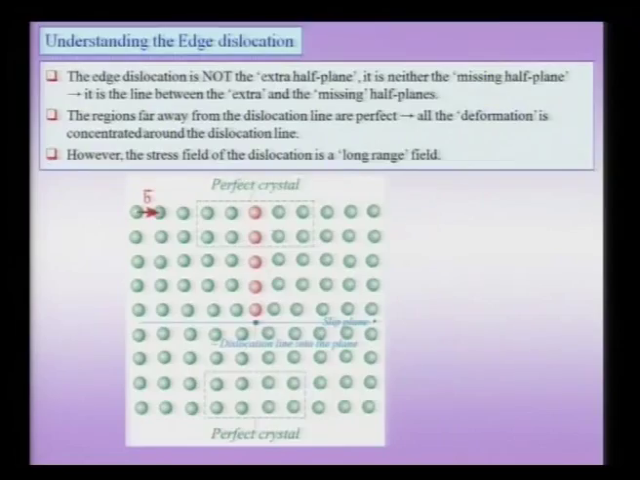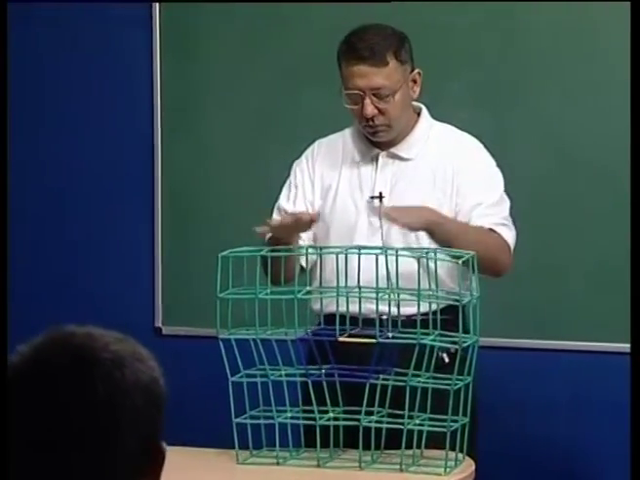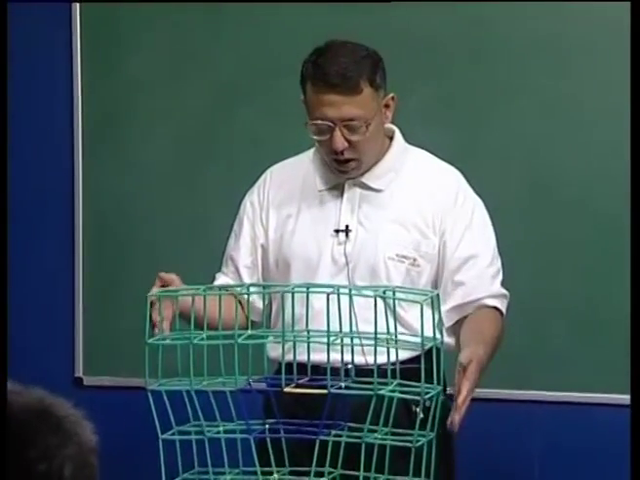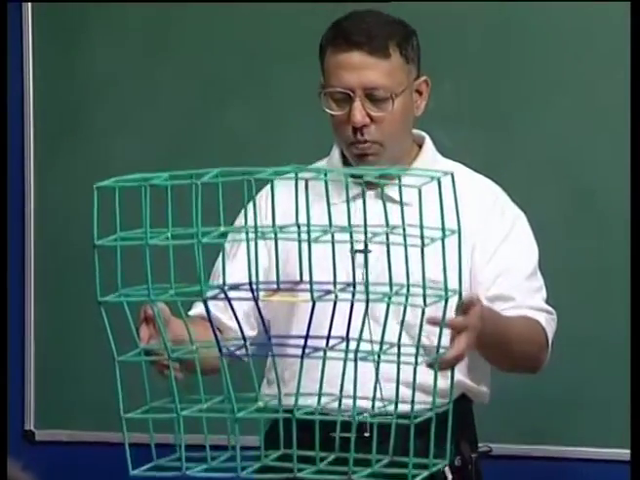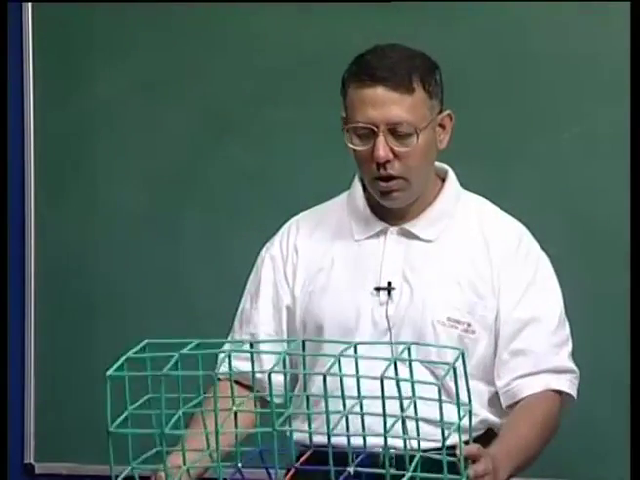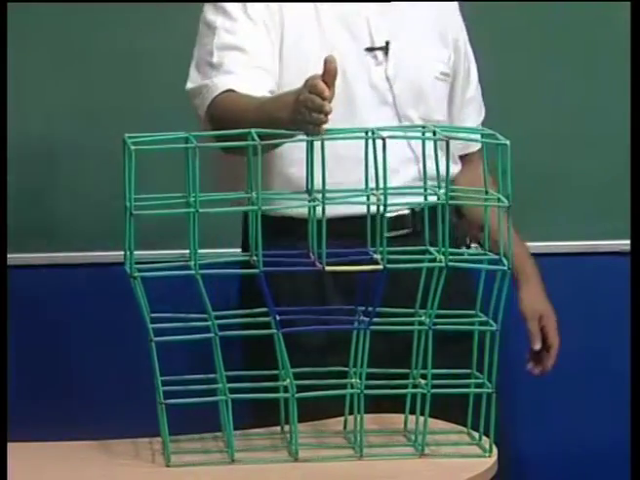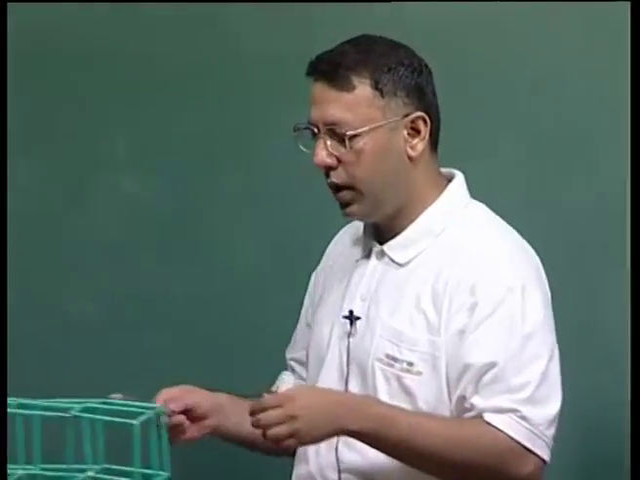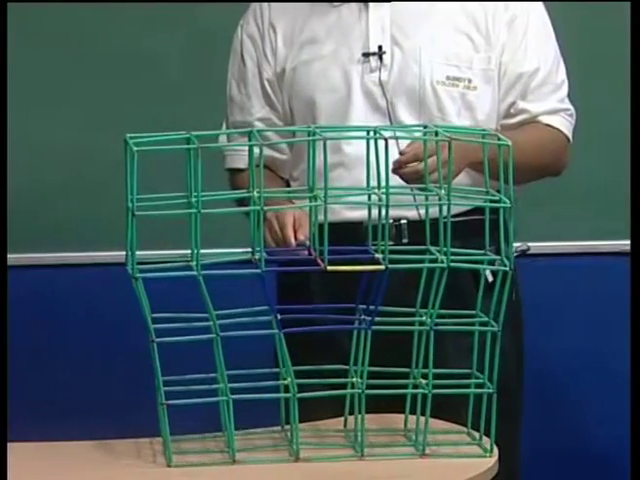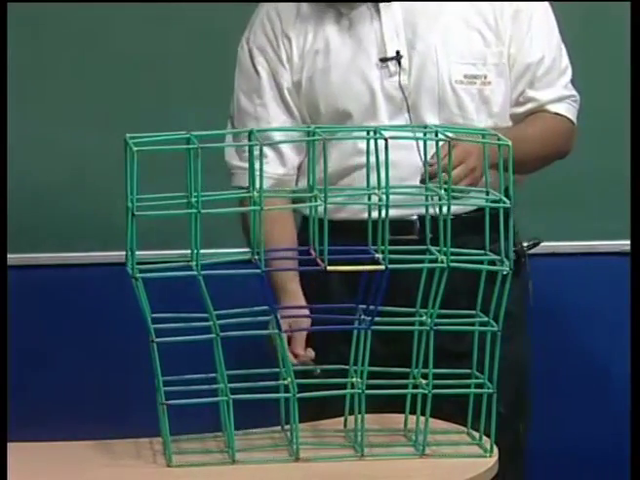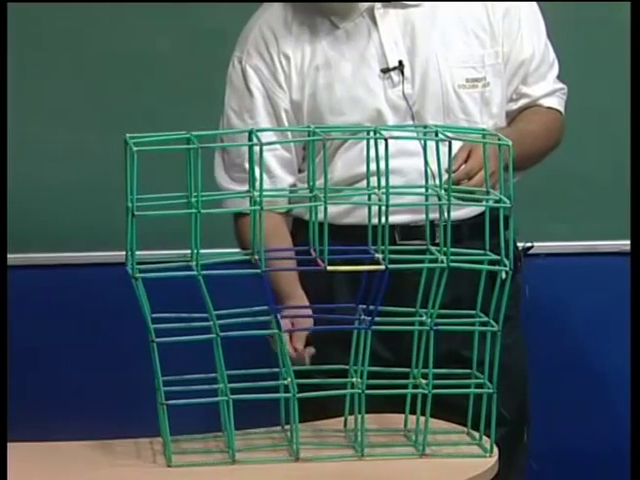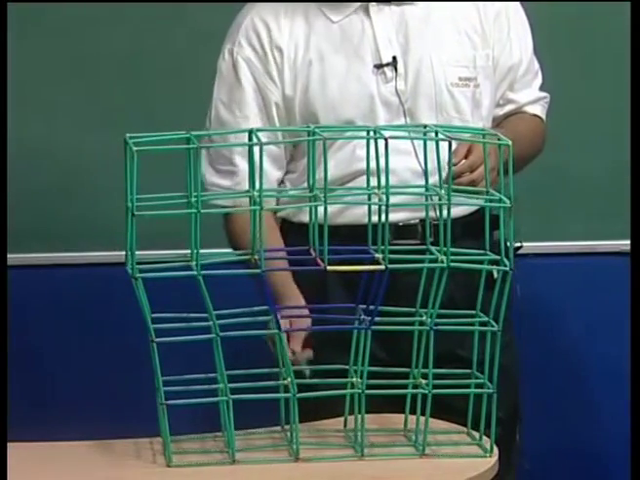So I have here a model now which is made of straws, and you can see that in this model there is now an extra half plane of atoms which has been introduced. So this is my plane of atoms. So let me take up. So this is my extra half plane which has been introduced. If you look at the crystal below, you can think of this region as a missing half plane as well.